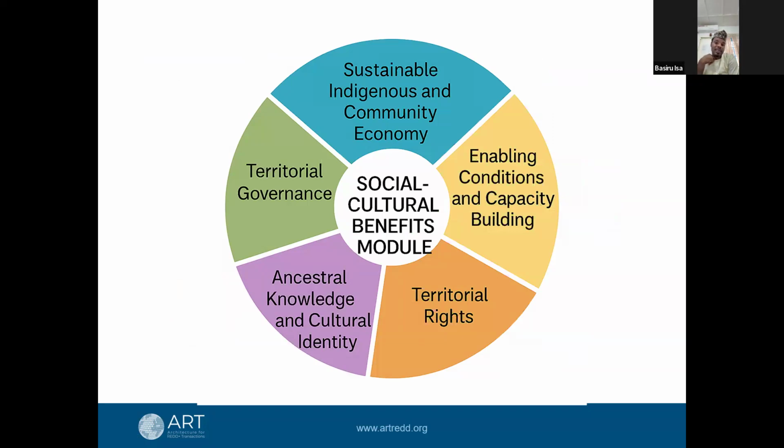3, territorial rights, securing legal and customary rights to land and territories, an essential condition for any form of real and sustainable benefit. 4, ancestral knowledge and cultural identity, that is, recognizing, protecting, and revitalizing indigenous and local knowledge systems, language, and cultural practices. And finally, 5, territorial governance, strengthening inclusive community-based governance on forests and territories. These 5 dimensions were collectively identified by the committee as essential for assessing the success of REDD actions beyond carbon.